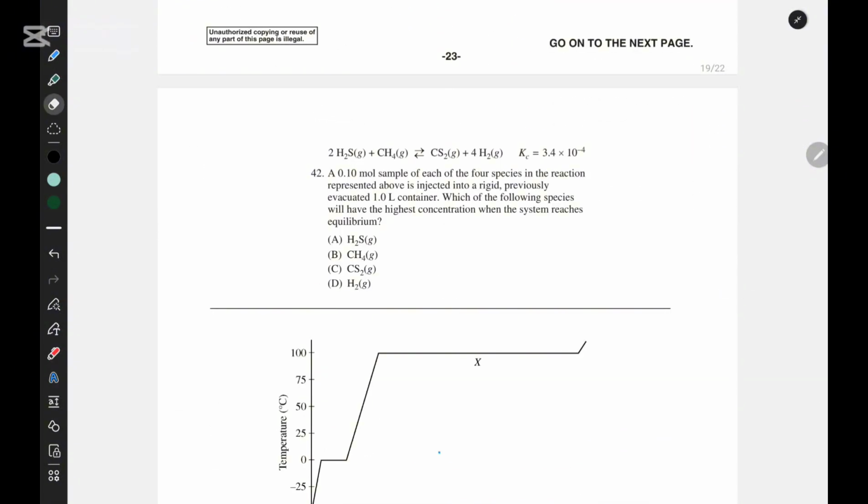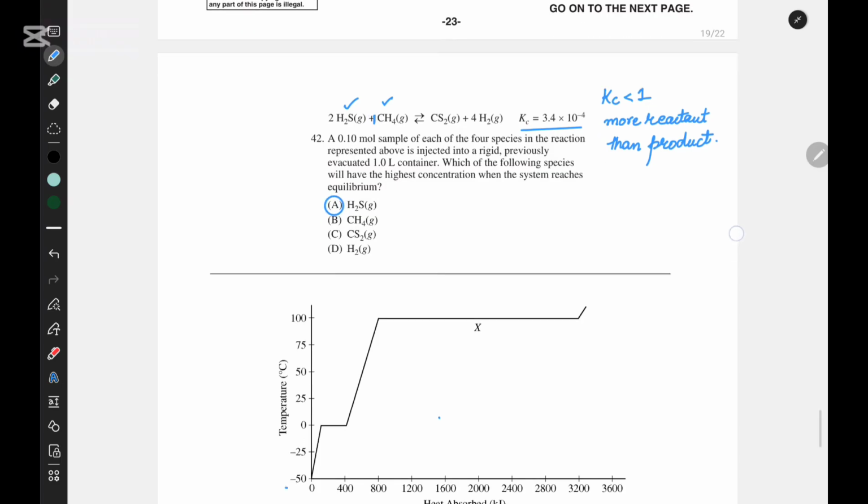For the next question, 2H2S plus CH4 are forming CH2 plus 4H2. That means Kc is smaller than 1, which represents more reactant than product. If there is more reactant, which is going to be in higher amount? Of course this one and this one. But as there are 2 moles of H2S, H2S is in more quantity, so that is going to be the answer, because CH4 is only 1 mole.